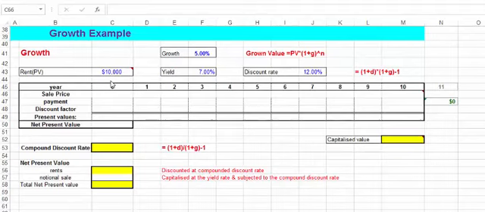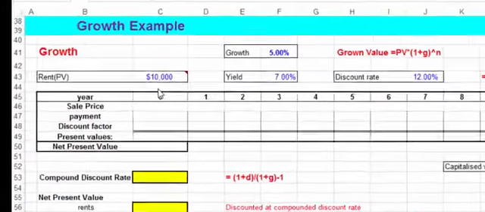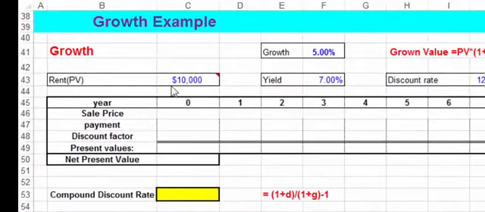Once we start using growth, we start being even more critical with timing. And to illustrate that, we're going to start off by looking at what this rent means. We're saying that the rent is the present value rent. In other words, that's really the rent at the time that we acquire the property. And in the next 12 months, we'd expect that rent to grow with the annual growth rate, in this case 5%.